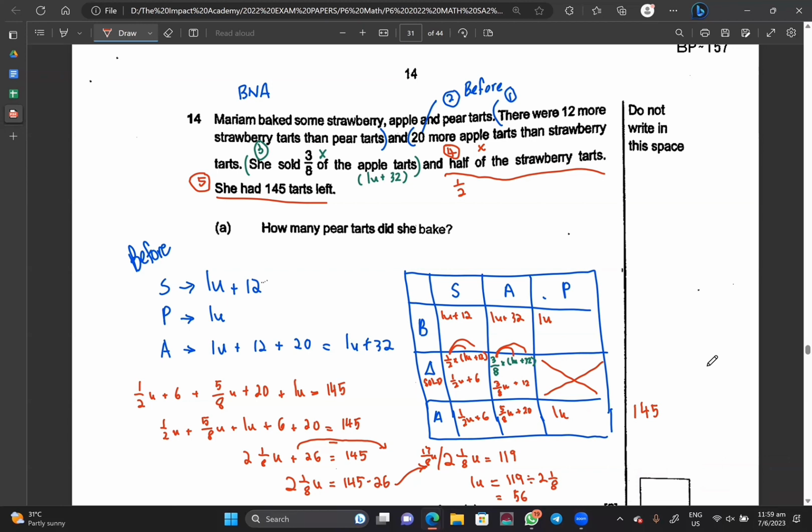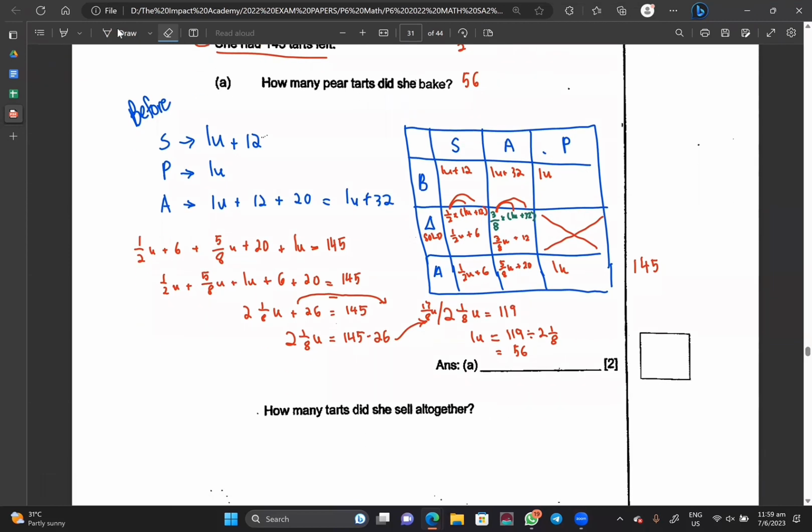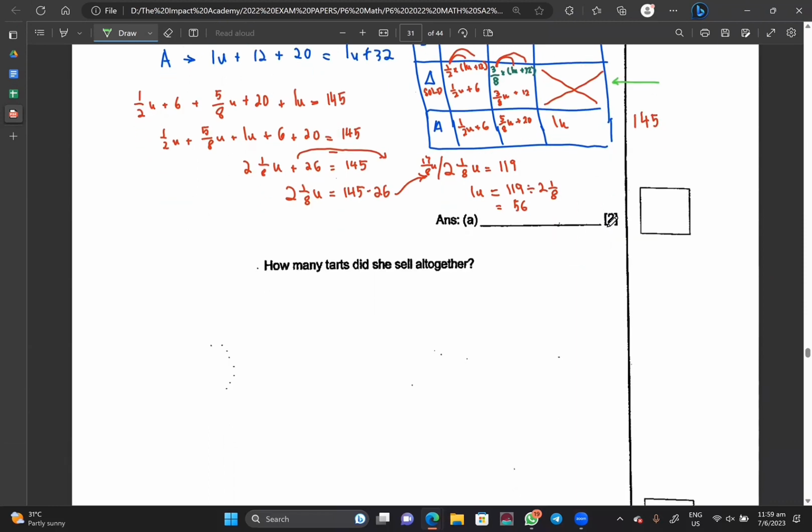The question says, how many tarts did she bake? She baked 56. So how many tarts did she sell altogether? That means I have to look at whatever is over here. All right, this is the second row. So for sold, it is half a unit plus 6 plus 3/8 units plus 12. Okay, so how much is that? Half plus 3/8 first, we get 7/8 units plus 6 plus 12. 6 plus 12 equals 18. So we just ignore the 18 for now. We are going to find out what is 7/8.